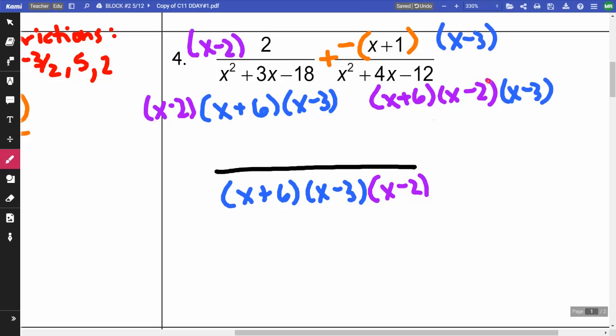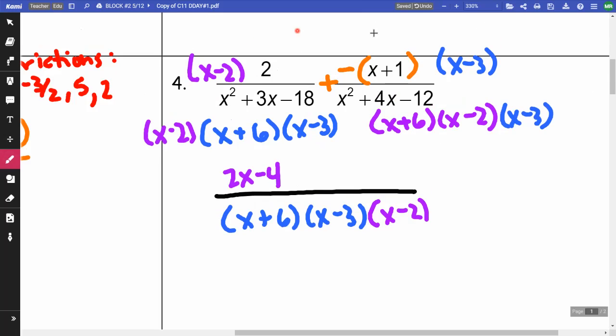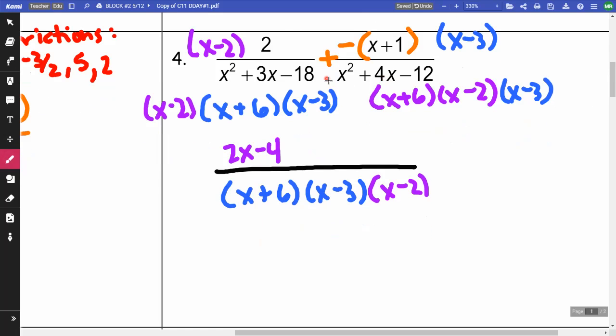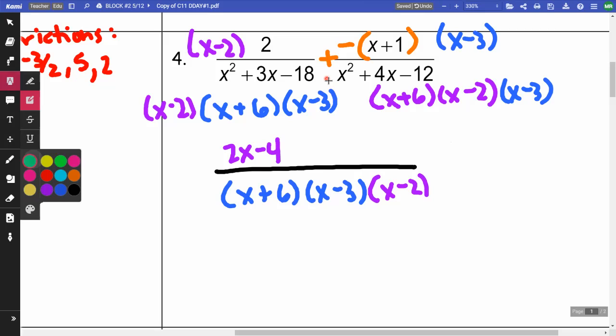So in this first fraction up here, the numerator, I'm going to get a 2x minus 4. And then in the other numerator, I am going to work out this, let me highlight it. I'm going to work out this.